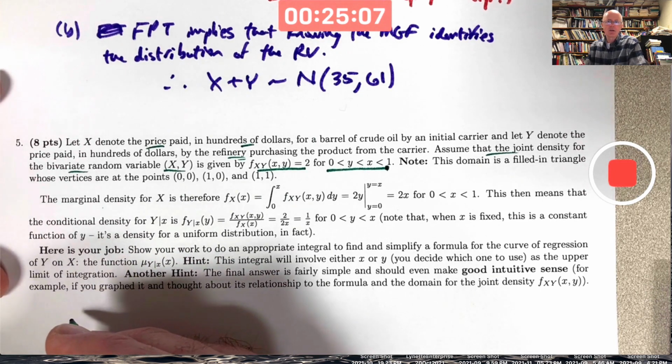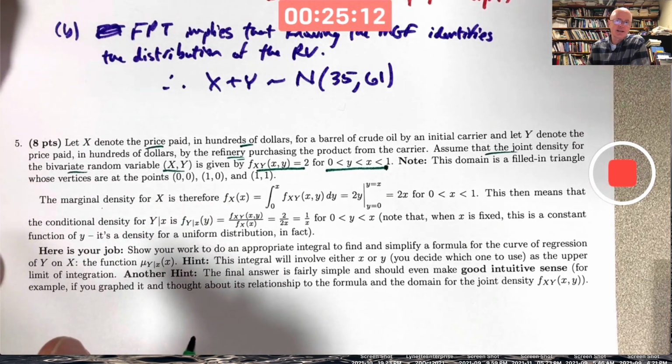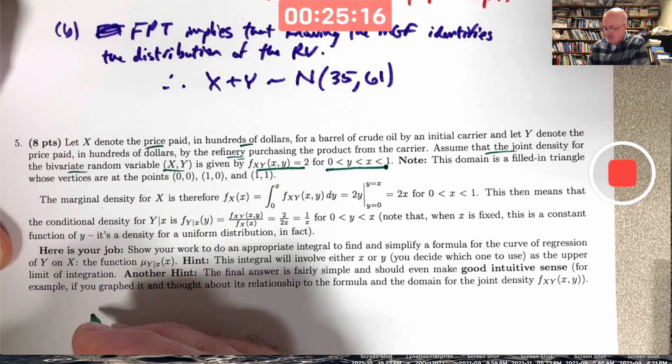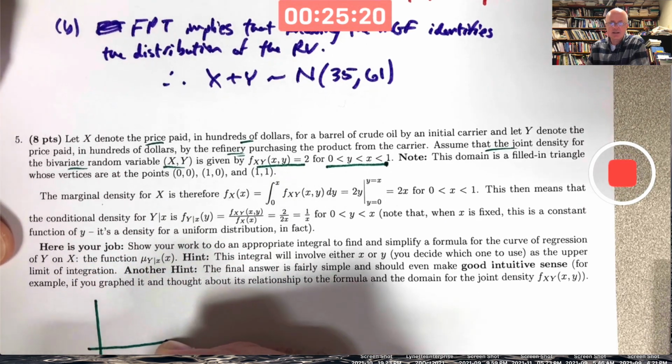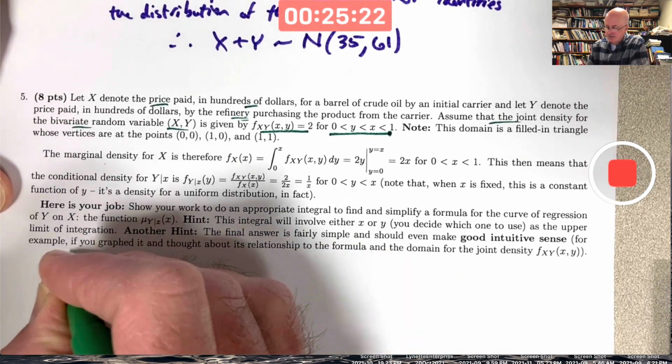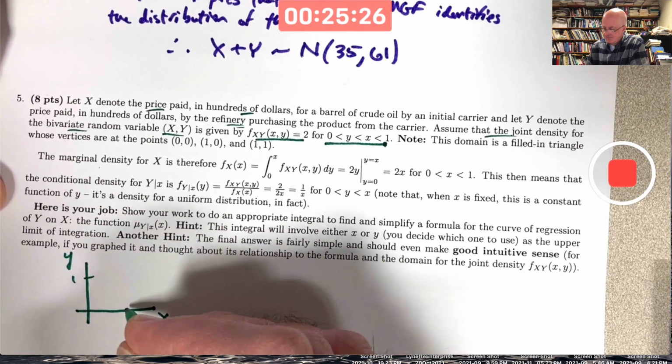Careful, this is a triangular domain. I only put rectangular domains for bivariate random variables on exam 2. Or at least that's been my practice so far. Exam 3, we could have a triangular domain, and that's the case here. Make a little picture. X and Y are both between 0 and 1.